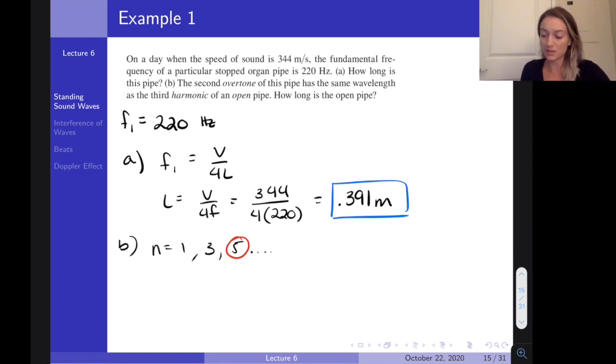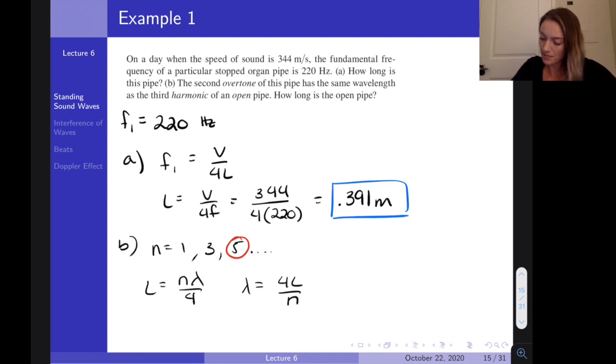So we're looking at n equal to 5 here for our stopped pipe. It's saying it has the same wavelength as the third harmonic of an open pipe. Okay, so let's first find the wavelength of this second overtone. That's when n is equal to 5, and we know the length of the pipe already. The length and the wavelength are related through this formula because it can only support integer, quarter integer wavelengths. And here n is equal to 5. So we can just solve for the wavelength at n equal to 5.